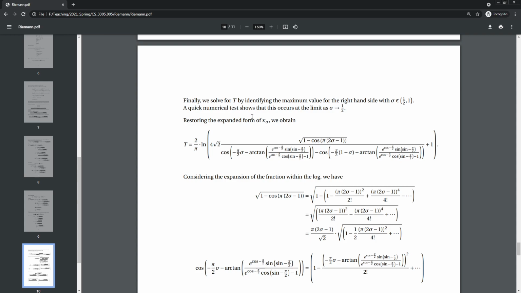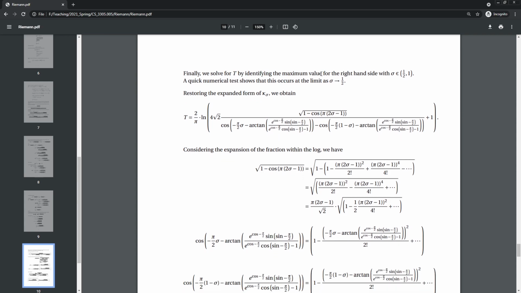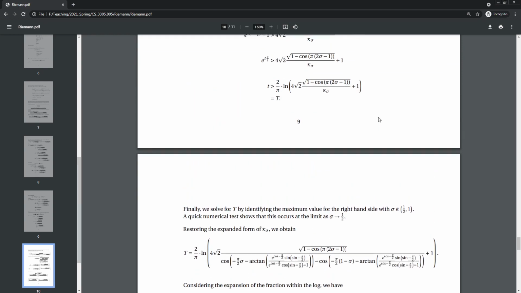So then we solve for t by identifying the maximum value for the right-hand side with sigma in that open domain between 1/2 and 1. And so a numerical test, right, running it on the computer to get a hint for the answer, will show that the value tends towards its minimum as sigma goes to 1/2. Right? So restoring the expanded form of kappa sigma, replacing kappa sigma with this monstrosity in the equation above, we're looking for this equivalence for t, which is equal to this.